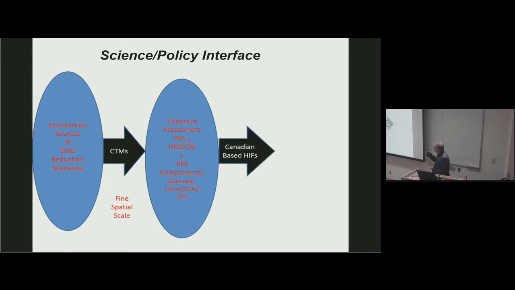And then what we want to do is develop Canadian-based health impact functions, which are going to convert those changes in atmospheric levels into some kind of health impact. But they're going to be based on information in Canada, because the pollutant mixtures in Canada can be different from other countries around the world. The nature of the individuals and the demographics in Canada can be different. And obviously, the shape of the dose response, if it's nonlinear and we have low levels, then maybe what is being observed in other countries isn't appropriate for Canada.